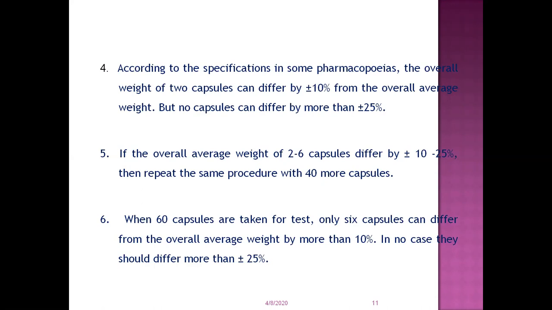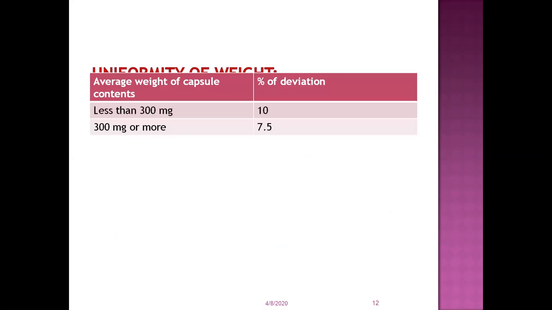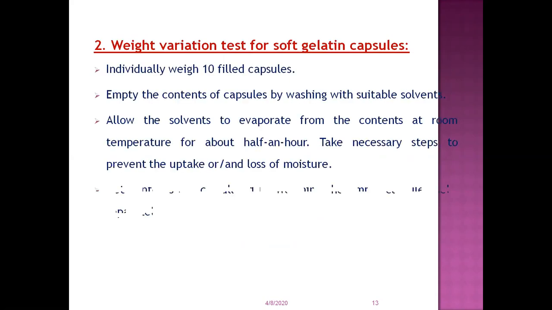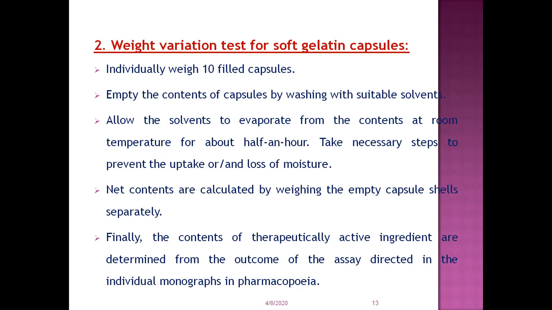When 60 capsules are taken for the test, I want no more than 6 capsules to deviate from the overall average weight. In no case should they deviate more than the limit. For average capsule weight less than 300 mg, the deviation is 10%. For 300 mg or more, the deviation is 7.5%. That is about the hard gelatin capsules, and next is the weight variation test for the soft gelatin capsules.